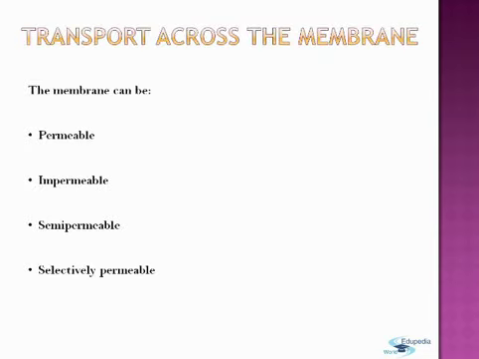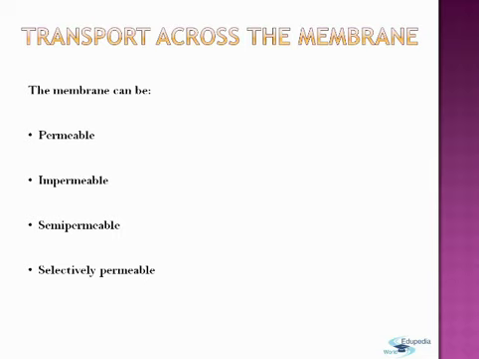Now, having seen the structure and functions of the cell, let us discuss the transport across the membrane. As earlier I told you, the membrane is selectively permeable, that is, it allows certain movements across the membrane. Now, on the basis of transport, the membrane can be of various types. First of all, a membrane can be permeable, that is, the substances, both solute and solvent, can pass easily across the membrane. Impermeable, that is, the substances cannot at all pass through the membrane.